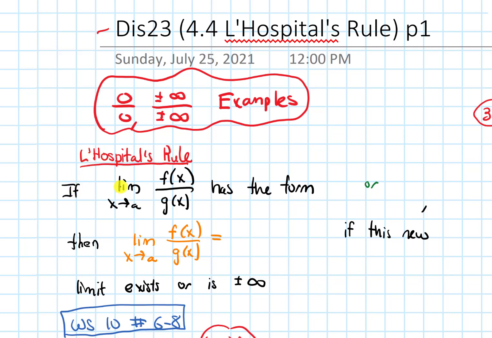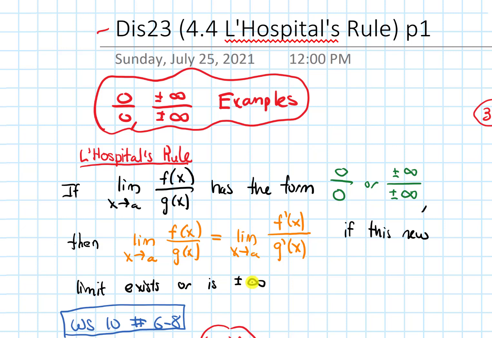It says that if we have a limit as x approaches a of f of x over g of x, and this limit has the form either 0 over 0 or plus or minus infinity over plus or minus infinity, then we can evaluate the limit that we started with by doing the limit as x approaches a, and we take the derivative of the top, so f prime of x, over the derivative of the bottom, so g prime of x. So our original limit will be equal to this new limit as x approaches a of f prime of x over g prime of x, if this new limit exists or is plus or minus infinity.